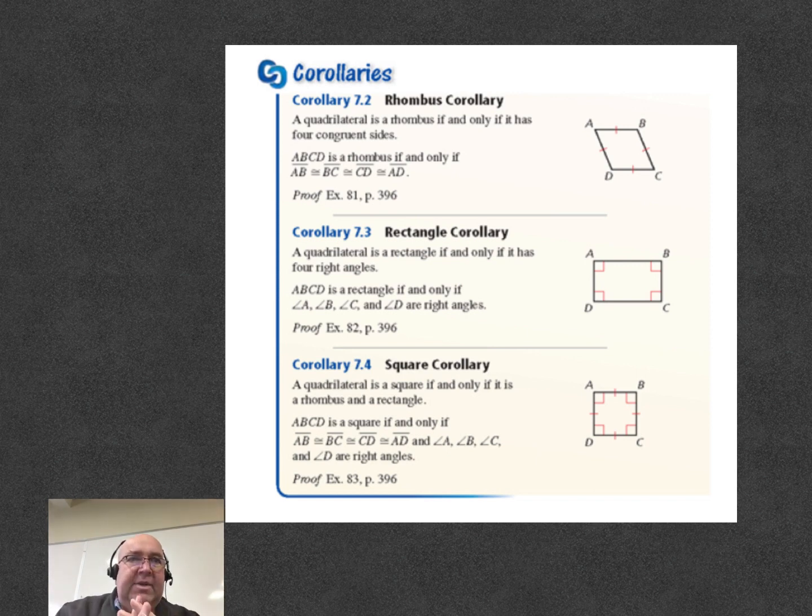So the rhombus corollary: a quadrilateral is a rhombus if and only if it has four congruent sides. Rectangle, if and only if it has four right angles. And a square, if and only if it is a rhombus and a rectangle.